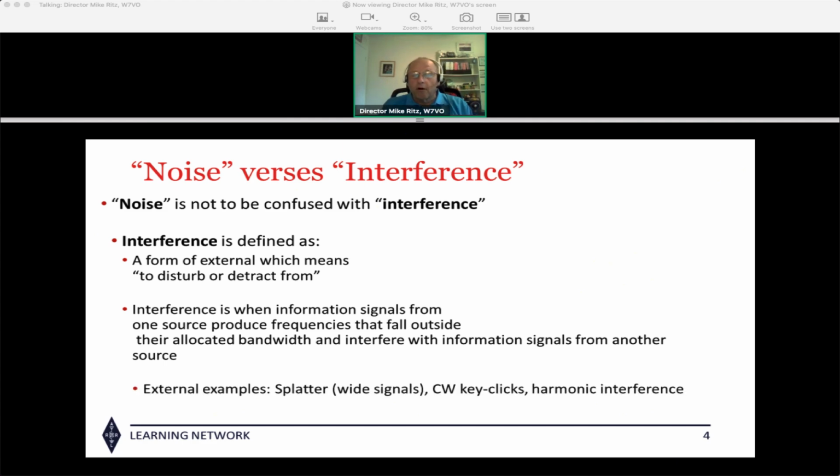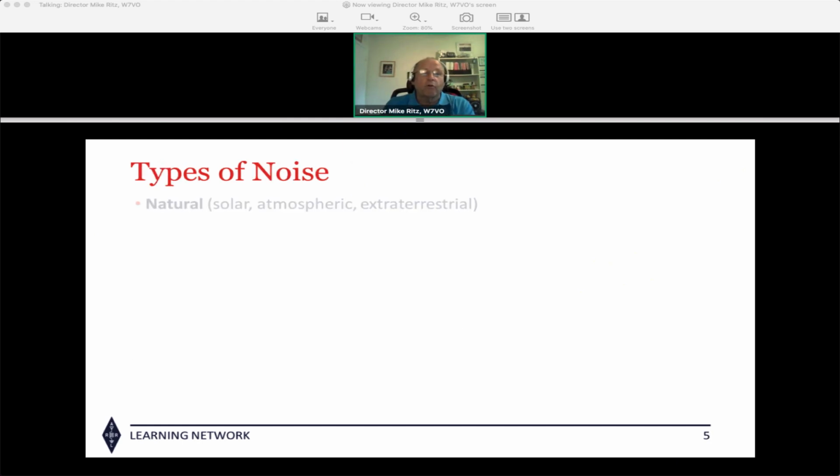Examples of these are splatter, right? Extra wide signals. We've all run into those, especially in contests. CW key clicks: transmitters that have extremely fast rise times on their transmitted signal will wind up having what are called key clicks. And of course, harmonic interference. That used to be a big problem in the old days. It's not quite as much of a problem now, but that's considered to be interference. Once again, not to be confused with noise.